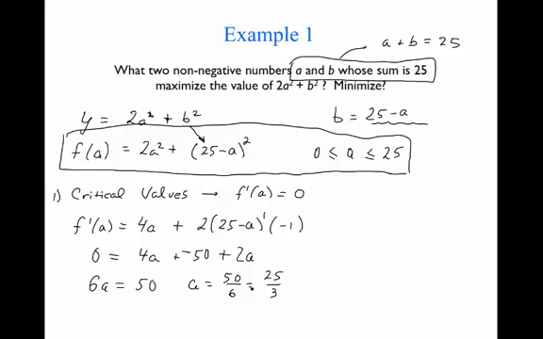Now, here we just got one critical value. You might have more, but you only have to consider the critical values that are in your domain. So if we get critical values that are outside of the domain of the function, outside of what makes sense, we don't have to check those. Is 25 thirds in our domain? Yes. So we have one critical value, and how many endpoints do we have? 2 endpoints. All right.